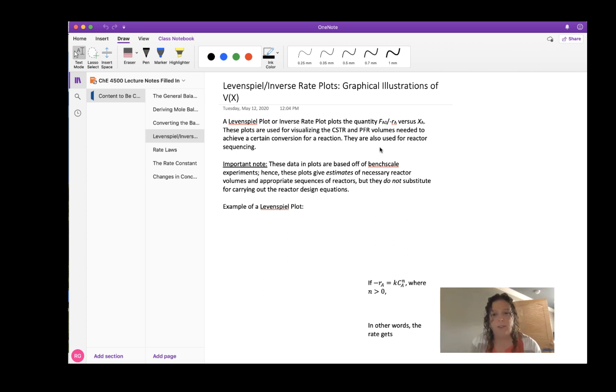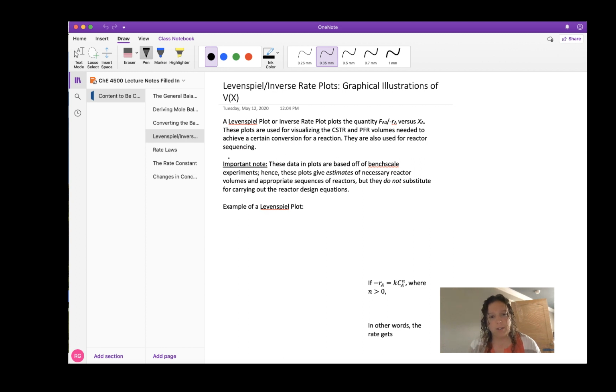Okay, so now we're going to switch gears just a little bit and talk about graphical methods for sizing reactors. When we do that, one way is to use a Levenspiel or inverse rate plot. These plots are typically used for visualizing CSTR and PFR volumes needed to achieve a certain conversion for a reaction. And they can also be helpful in reactor sequencing.